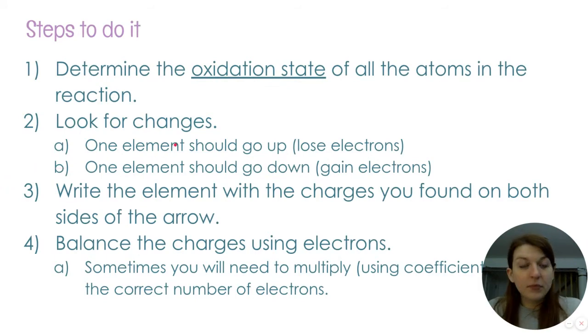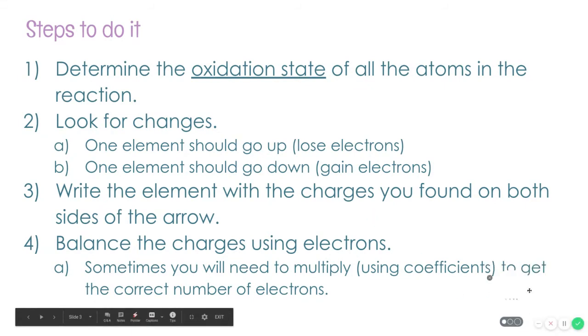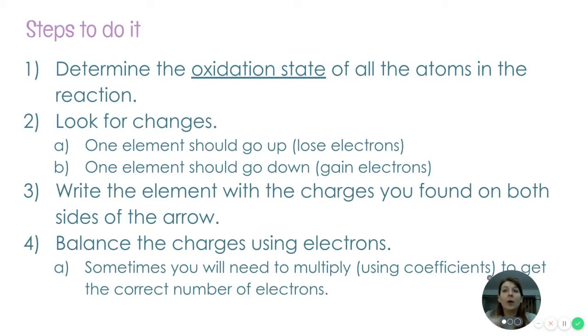Here's how it's done. The first thing we would do is determine the oxidation state of all of the atoms in the reaction. I'm going to give you the steps first and then examples. Then what we're going to do is look for changes. Somebody's oxidation state should be going up, and that's the guy who's losing electrons. Remember, if you kick negative people out of your life, you become more positive. So if you kick out electrons, your charge is going to go up. And then conversely, somebody's charge should go down. That is because they are gaining electrons and electrons are negative. So the charge goes down.